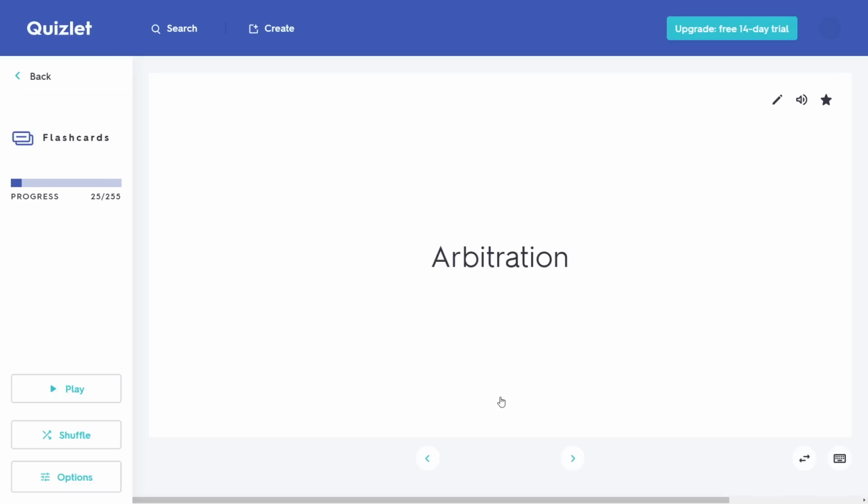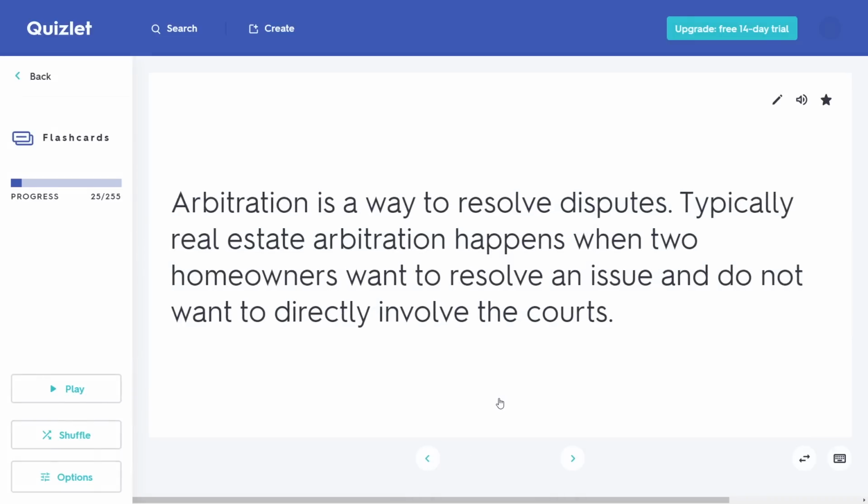Okay, do you guys remember what arbitration is? Or maybe this is a new term for you guys. If not, it's no big deal. It's used a lot for some people, and for others, they probably rarely hear it. So arbitration is a way to resolve disputes. Typically, real estate arbitration happens when two homeowners want to resolve an issue and do not want to directly involve the courts.